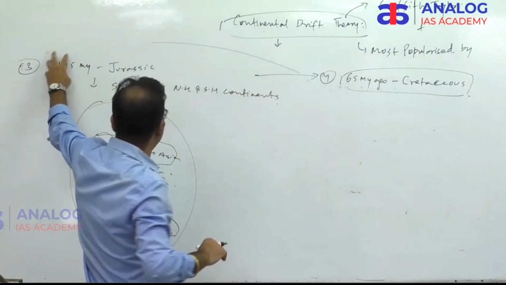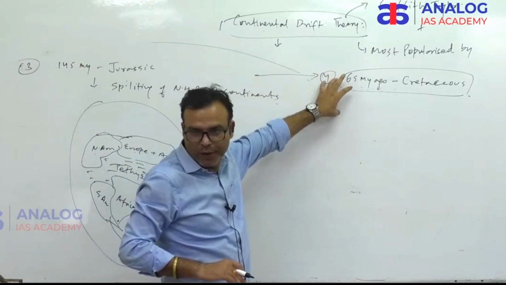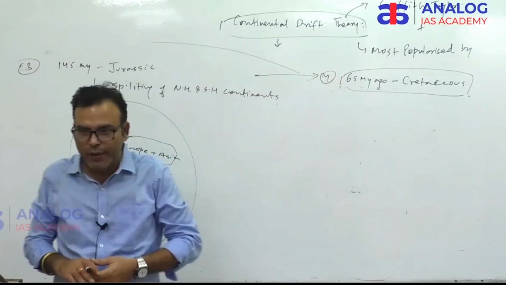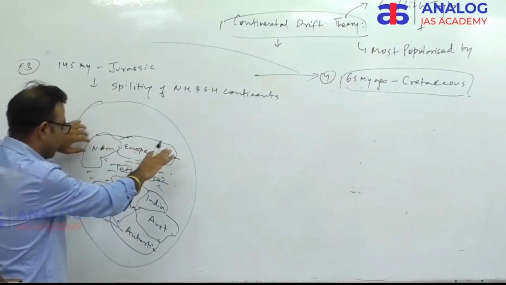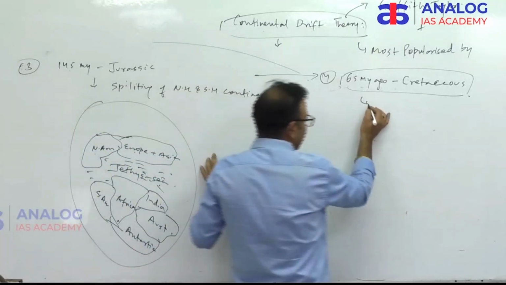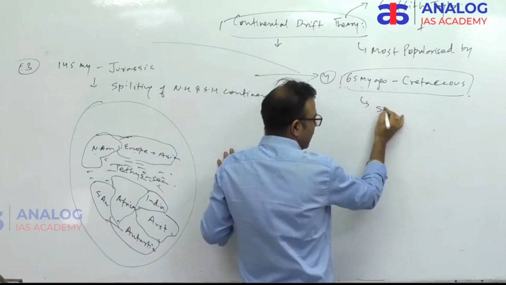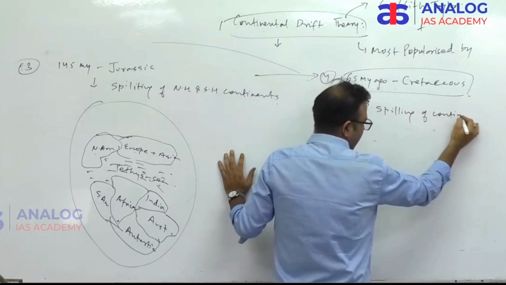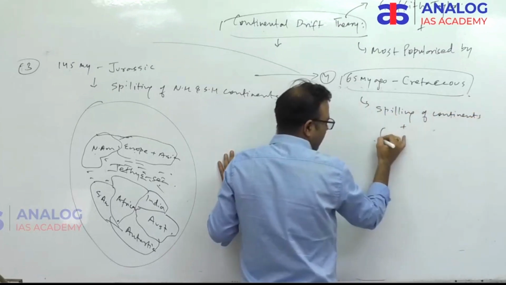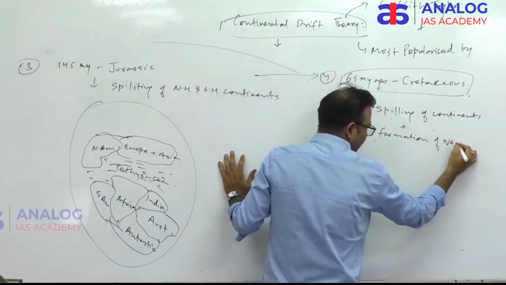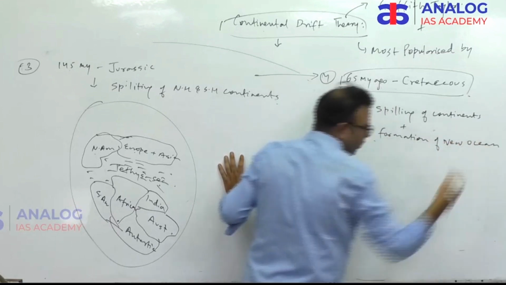That means between 145 to 65 million years ago, there is a formation of other oceans, and the separation between them. So two things happen. One is the splitting of continents and the formation of new oceans, the Atlantic and Indian oceans.